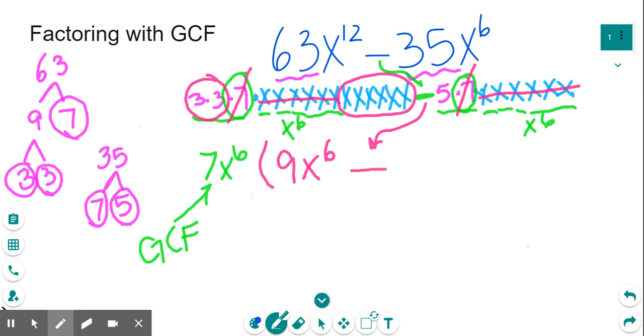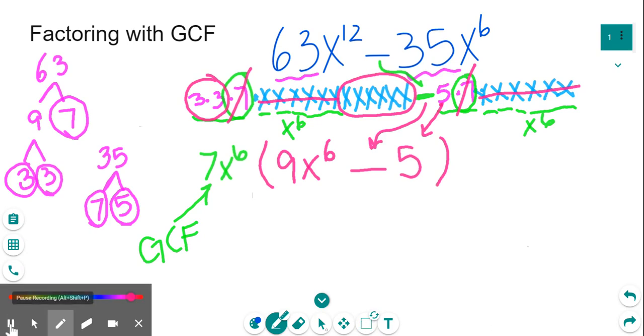And then what's left over in the second term? I basically have crossed everything out except a 5. There's that 5, right? So my final answer is 7x to the 6th, that's my GCF, times 9x to the 6th minus 5. So my answer is 7x to the 6th times 9x to the 6th minus 5.